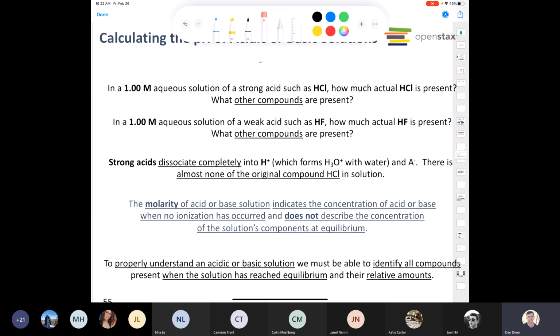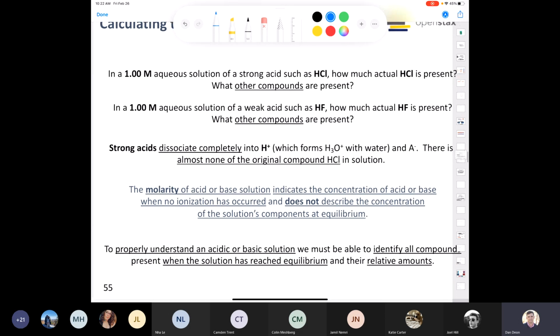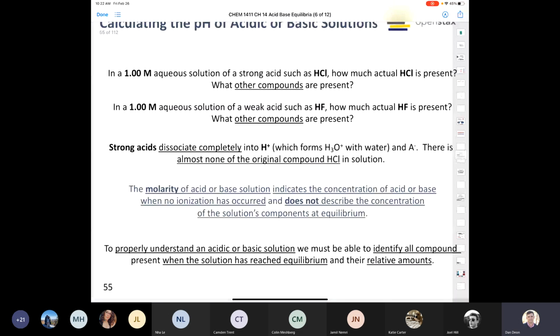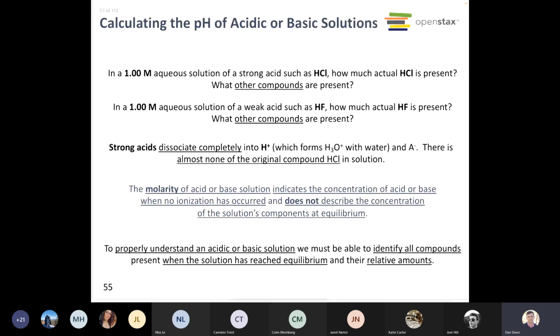Now, with a weaker acid, it gets more difficult because if you have a 1 molar solution of a weaker acid, how much HF? Well, that depends on the Ka, doesn't it? So you'd have to know the Ka in order to determine how much of each component is present. The acid, the conjugate base, and so on and so forth. So again, in a strong acid, there's almost none of the original compound in the solution.